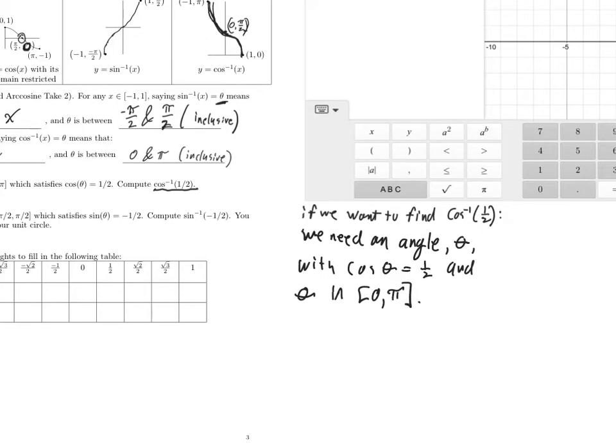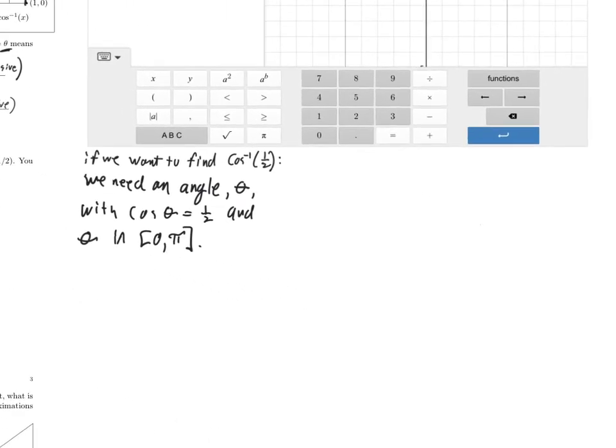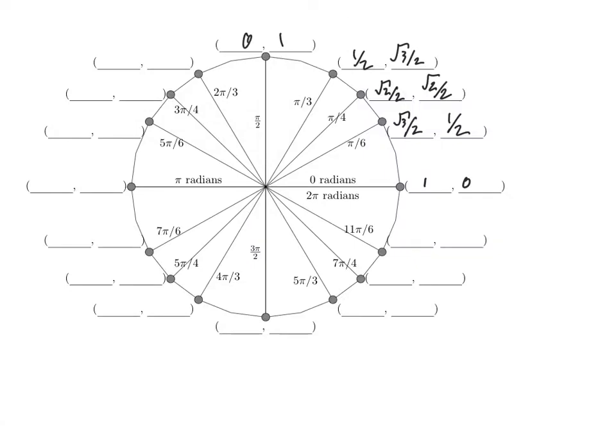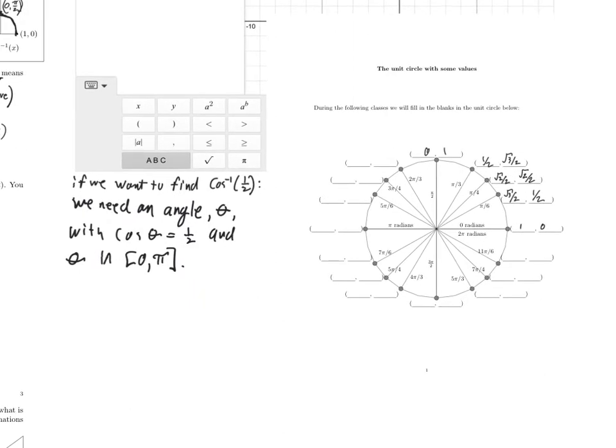Well, we've generated a unit circle. Let's look at that unit circle and see if we can just see such an angle. Alright, here is that unit circle. So let's see if we can look at that and find the needed angle. So I want an angle where cosine is 1/2. So that's an x value. I see two different angles here where cosine is 1/2. I see this one, and I see this one.